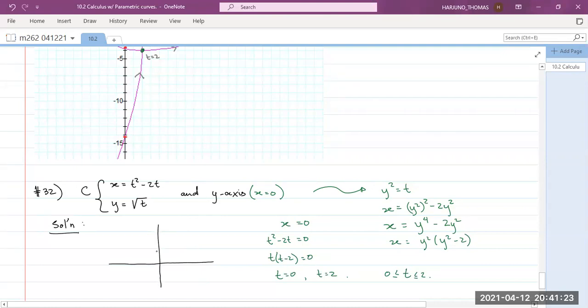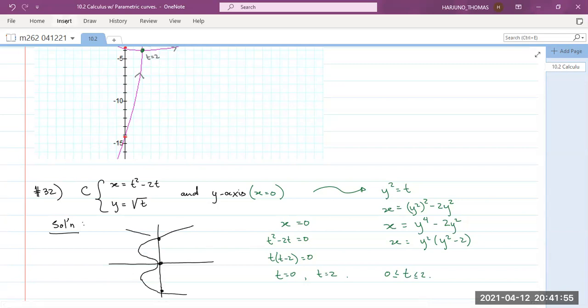So the intercepts are (0, 0), (-√2, 0), and (√2, 0). Oh, wow. So it seems like it looks like this. Hold on. No, it looks like this. That's degree 4. It would look like that.